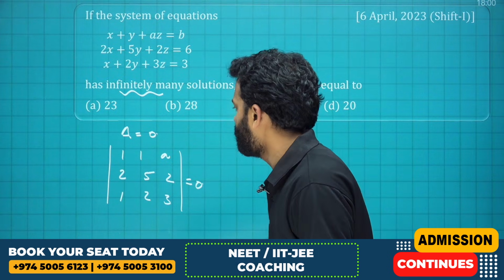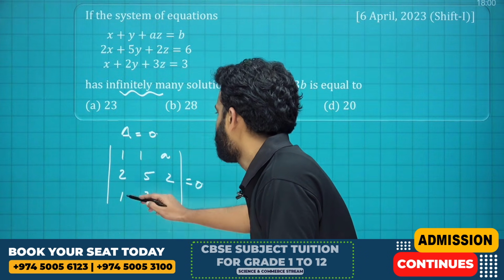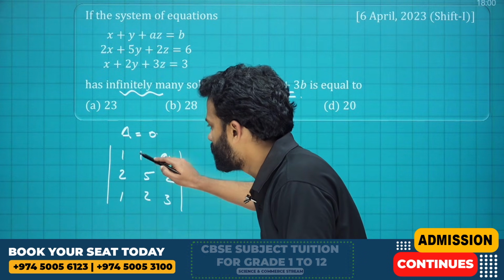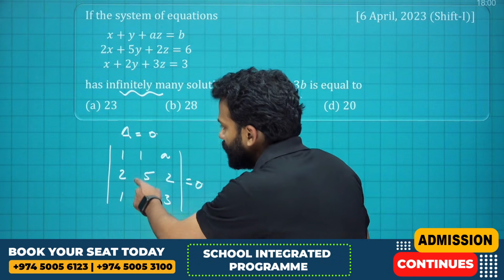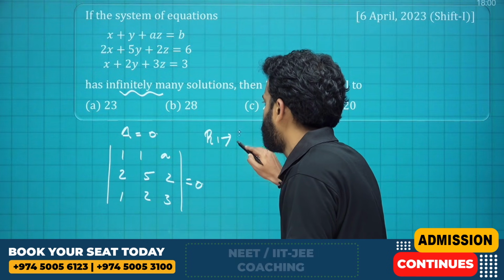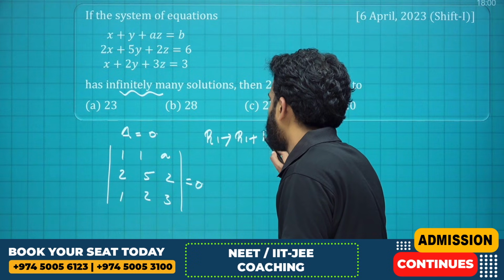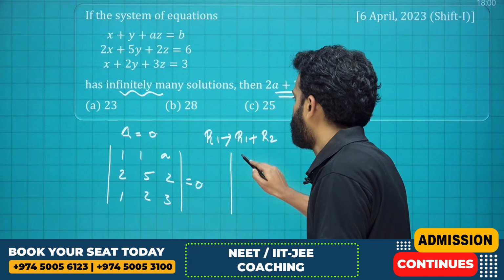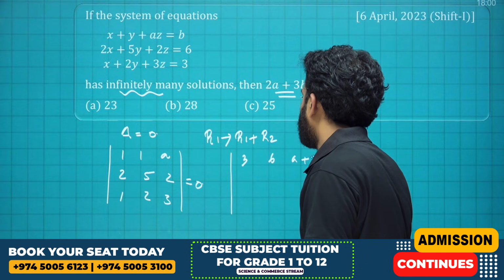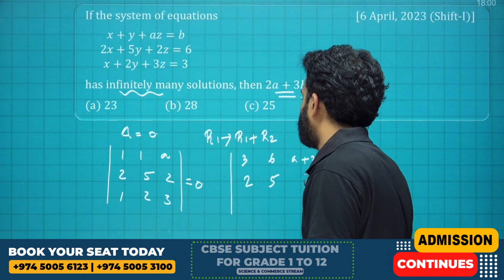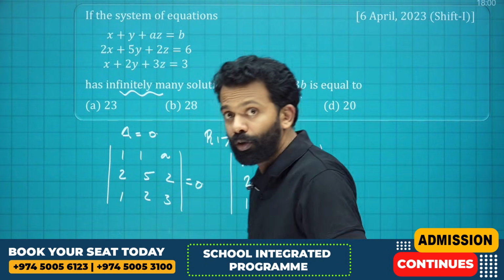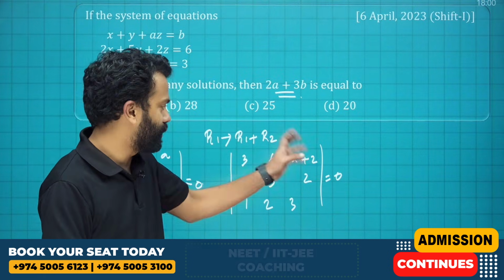Yes. See, if you add 2 plus 1, what will you get? 3. 5 plus 1, what will you get? 6. If you attempt it like this, R1 changes to R1 plus R2. And this becomes 3, 6 and a plus 2; 2, 5, 2; 1, 2, 3. We already know that it is equal to 0. We don't have to find the value of the determinant.